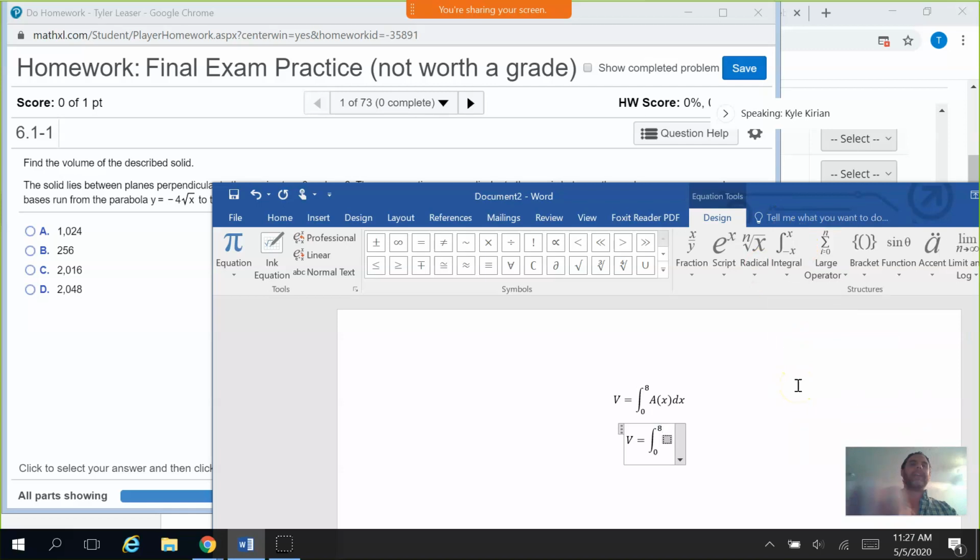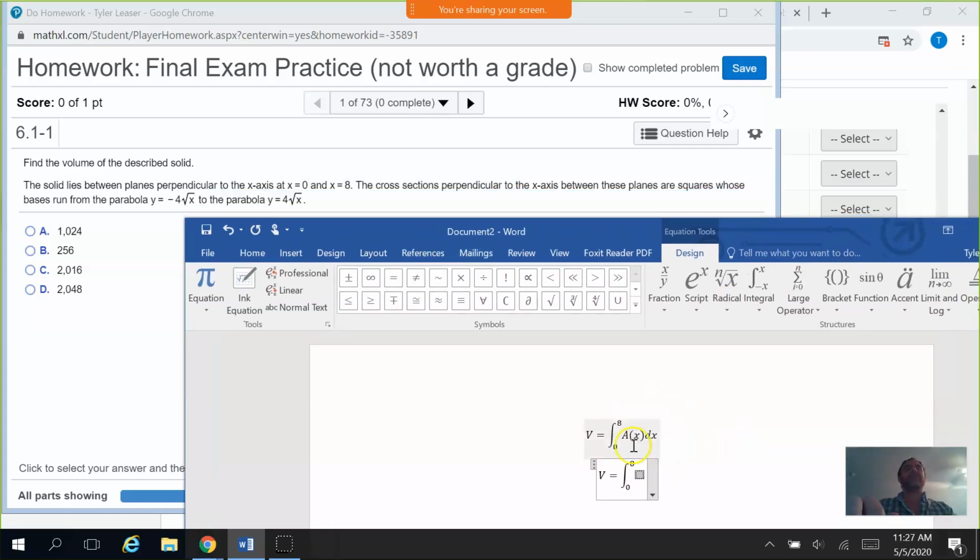So just to rewrite the integral, still going from 0 to 8. If my cross-sectional areas are squares and the base of those squares are going in between these two parabolas, that means that the base goes 4 root x down and then an extra 4 root x down. So in total, it's going 8 root x as the base. If this is a square, then to find the area of that square, we're just going to square the base to get the total area.